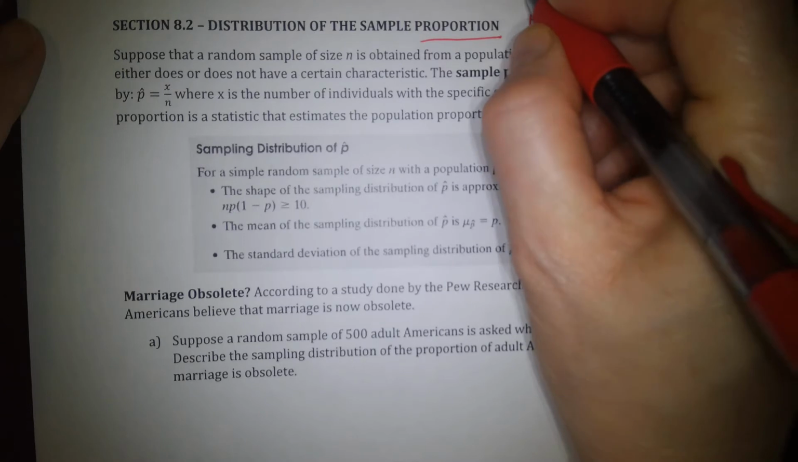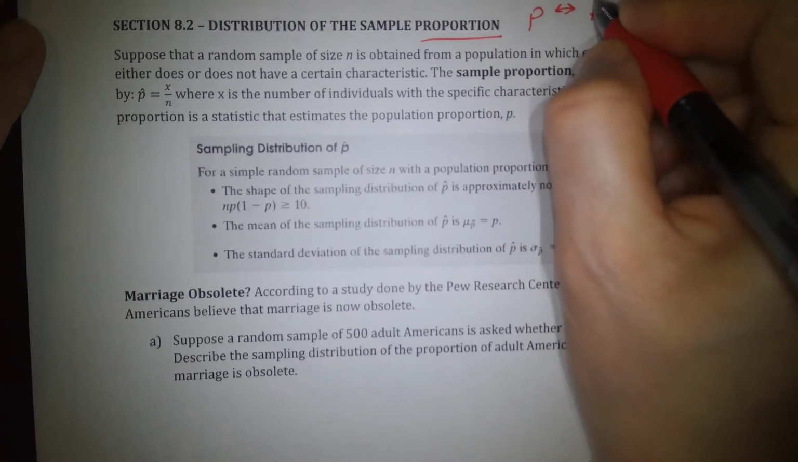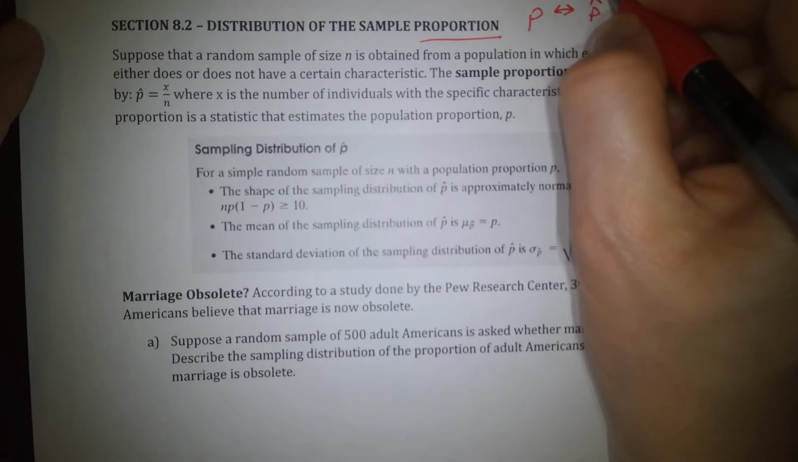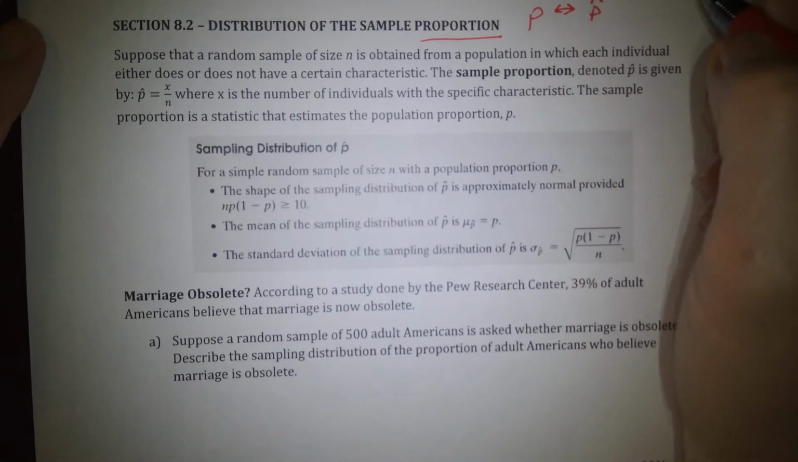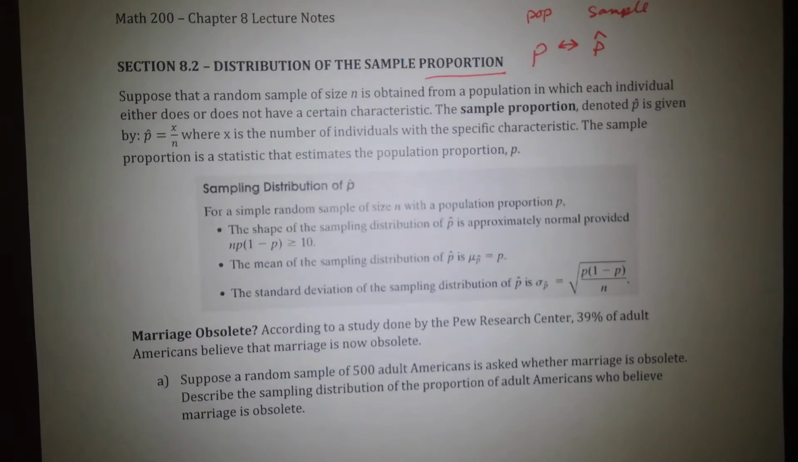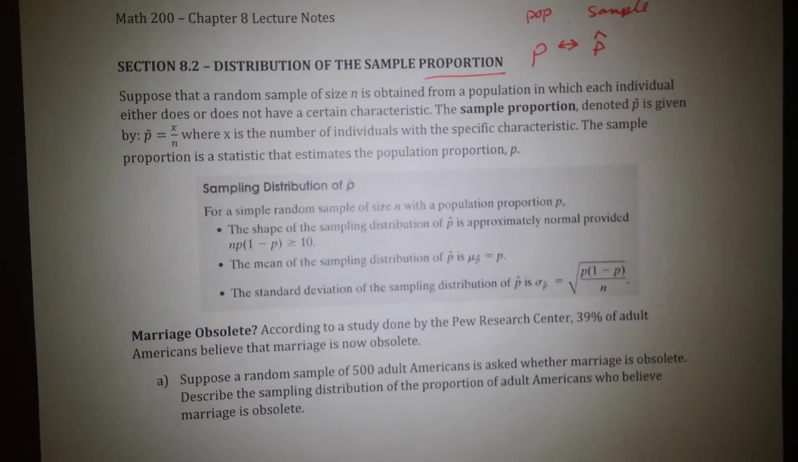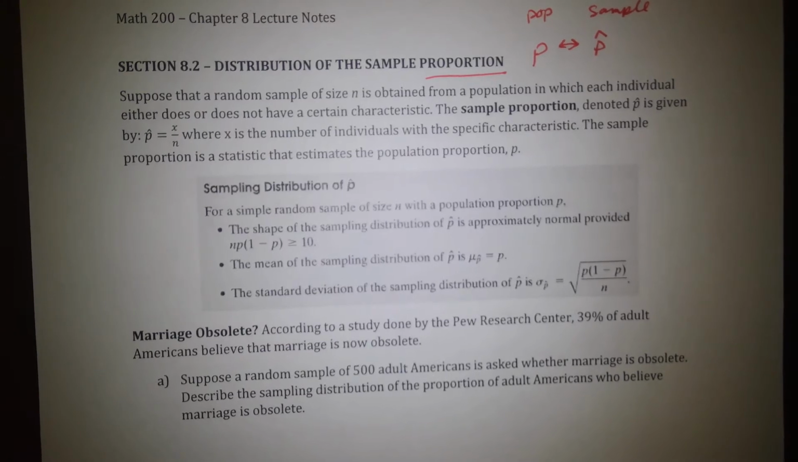P is going to be the population proportion. P hat is going to be the sample proportion. Okay, so those are going to be the two variables we will use for population and sample. So let's suppose that a random sample of size n is obtained from a population in which each individual either does or does not have a certain characteristic.